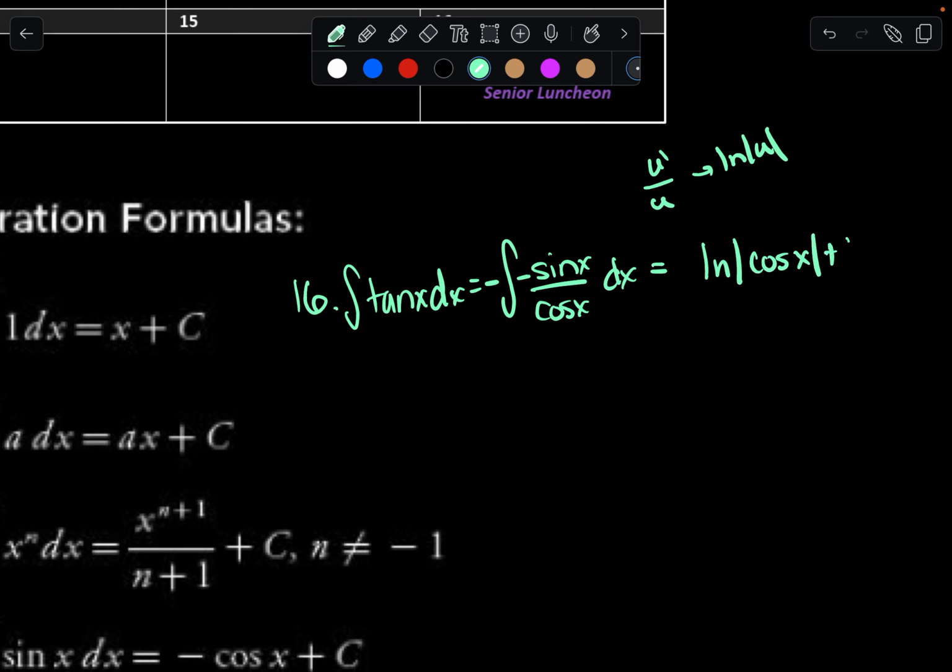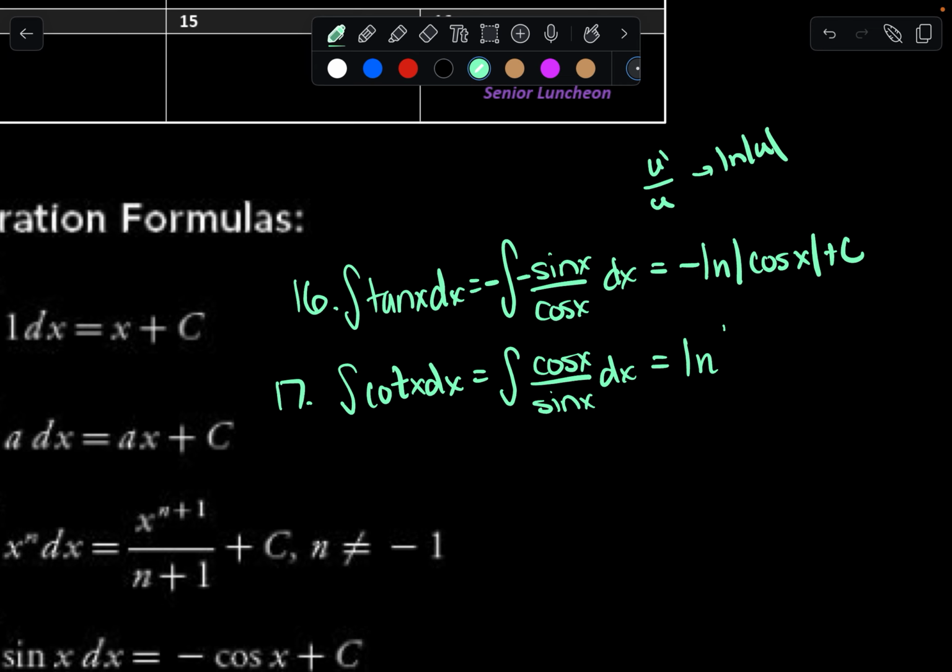Number 17 is cotangent x, and we're integrating with respect to x. We can use the same setup that we did for tangent, except they will flip. So now we have cosine x over sine x dx. Now if we differentiate u, which is sine x, we get positive cosine, so we don't have to use any of the negations that we did for 16. So now we can just integrate using natural log. So we get the natural log of the absolute value of sine x plus c.